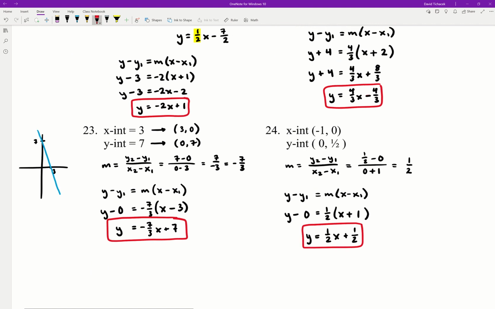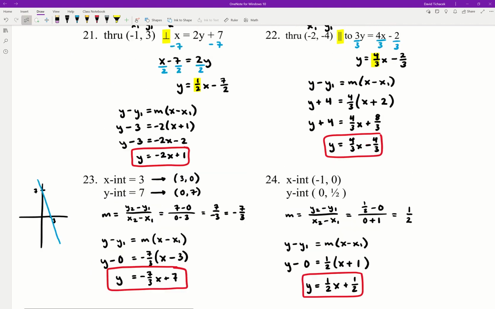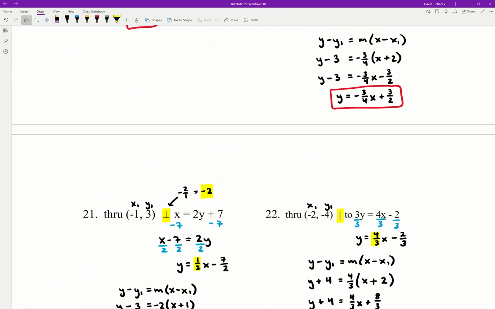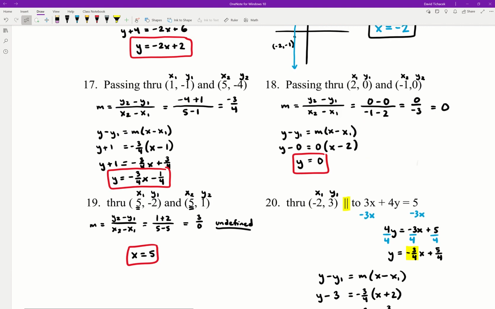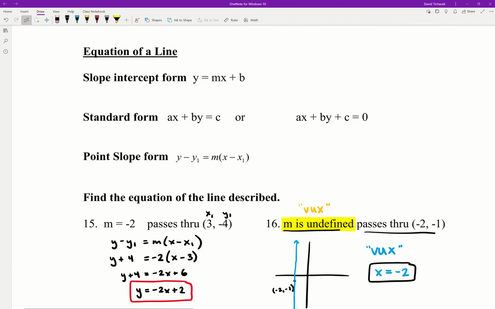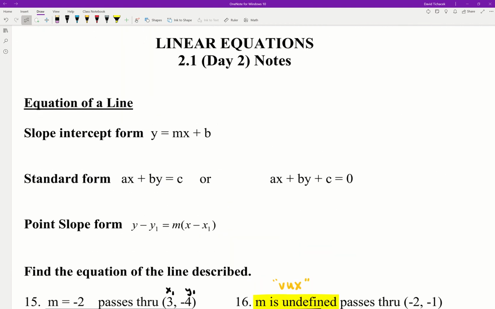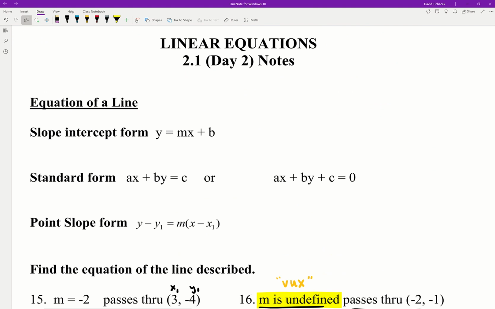So a lot of different examples here where I'm giving you various pieces of information about your line that you need to find the equation for, whether I give you 2 points, or a point and a slope, or I tell you that you need to be parallel or perpendicular to a given equation. We all know how to find those equations.